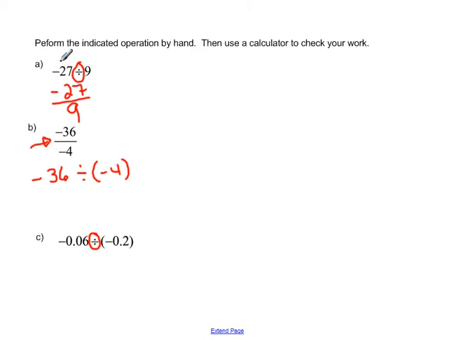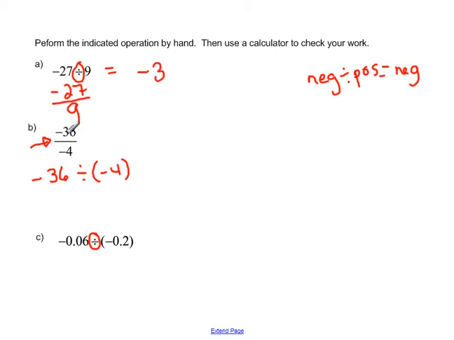Notice in this first problem we have a negative divided by a positive number. And so we know that if we have a negative and we divide it by a positive, we're always going to end up with a negative. So let's go ahead and do this problem. Negative divided by a positive we know is negative, and 27 divided by 9 we know is 3. So our final answer is negative 3.